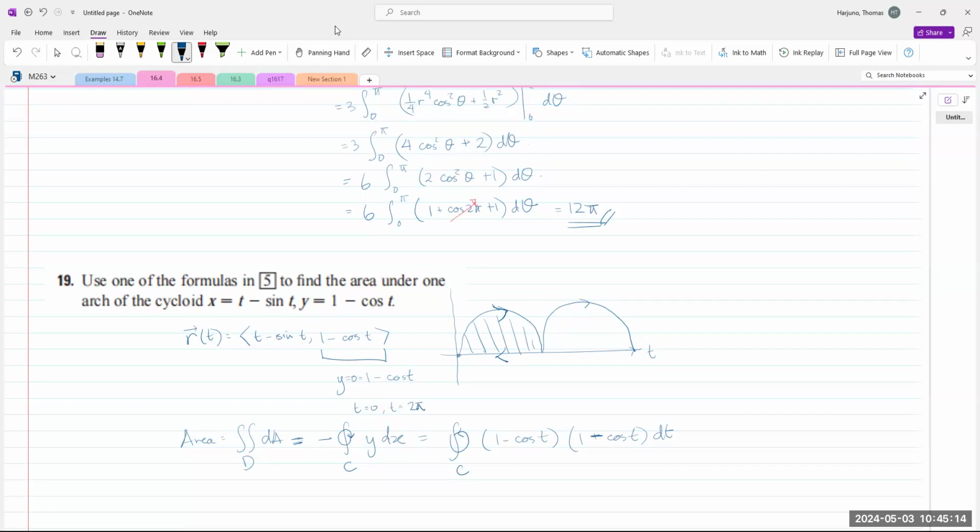Okay. How do I compute this? I'm sorry, I'm very tired. I'm extremely tired right now.